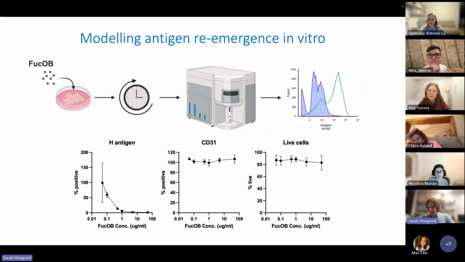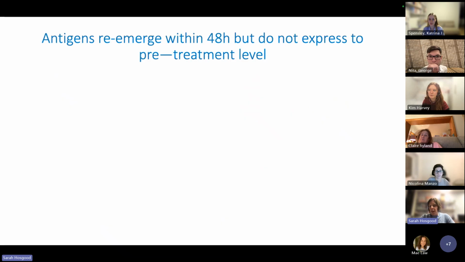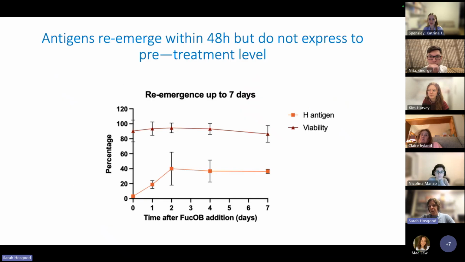So the next set of experiments was to try and determine that in the lab. So we took some of these endothelial cells from an O-type donor, and we treated them with the Fuco-B enzyme. We then cultured them for 7 days. And what we found is that if you look at the line on the top, that just basically tells us that these cells are viable out to 7 days in a culture.